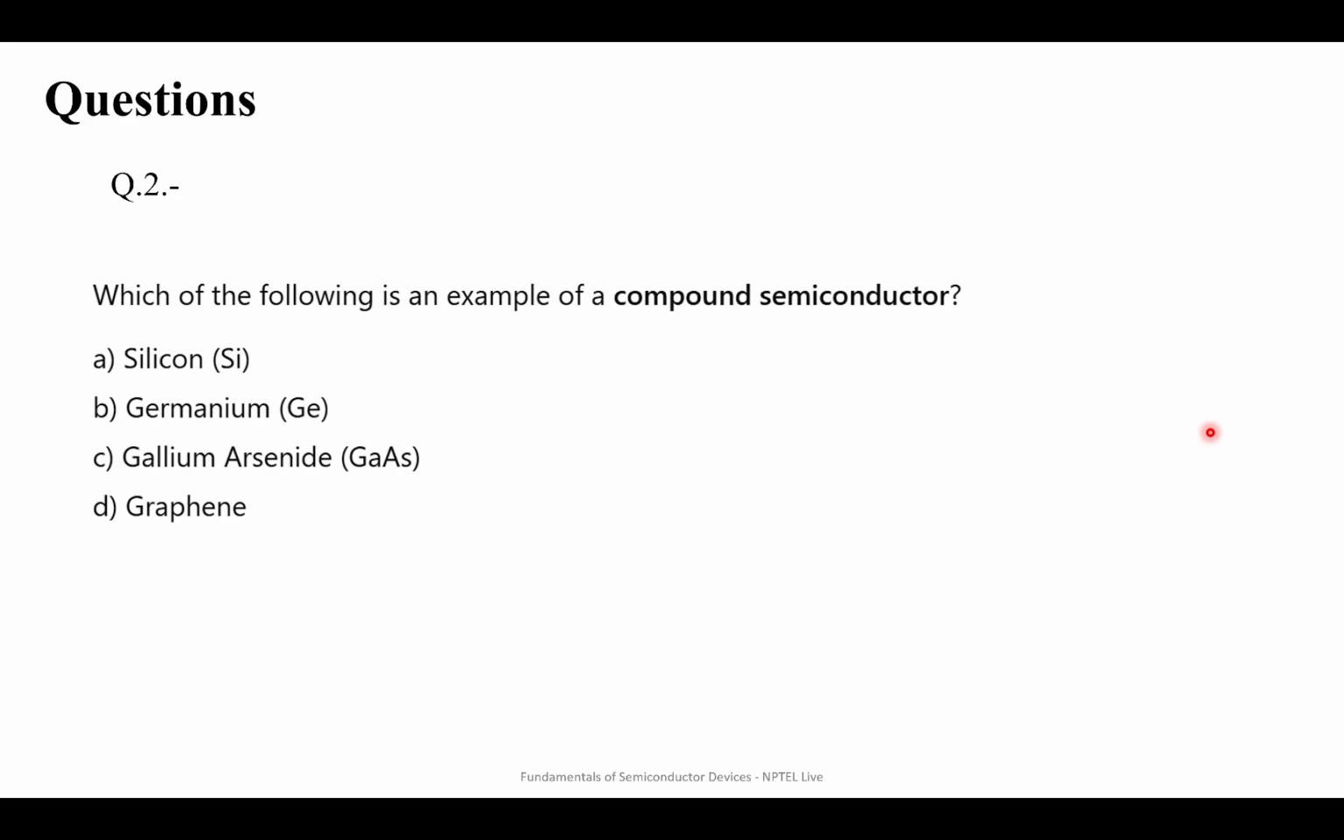Which of the following is an example of a compound semiconductor? Silicon, germanium, gallium arsenide, graphene. Gallium arsenide. That is correct. Gallium arsenide is a compound semiconductor. All other three are single elements: silicon, germanium, and carbon.